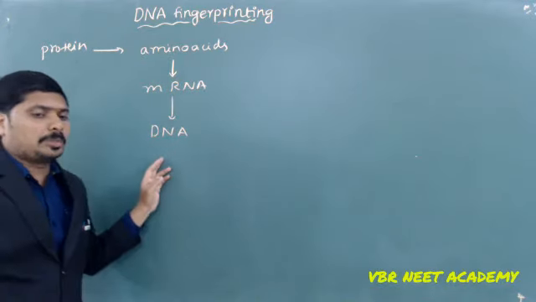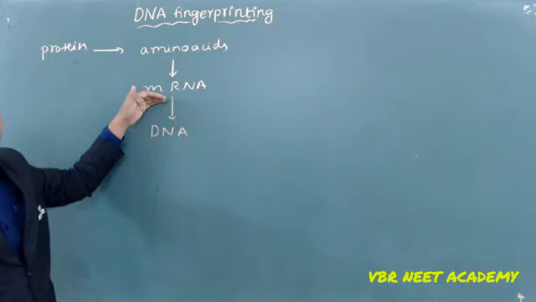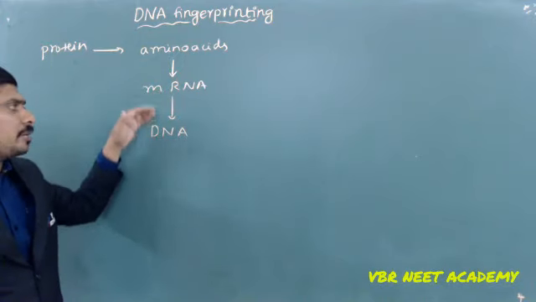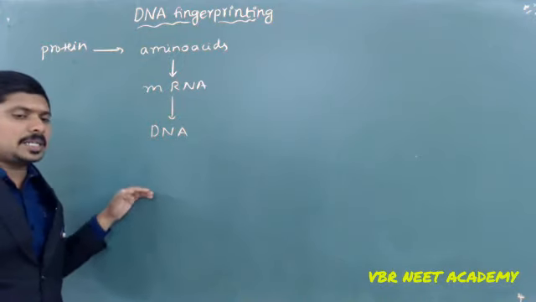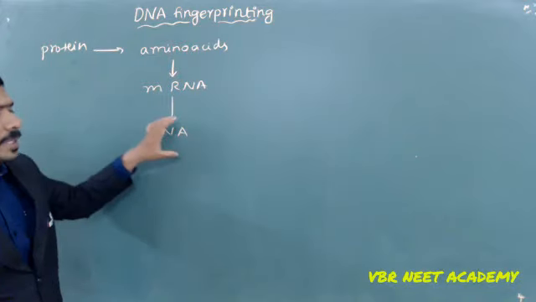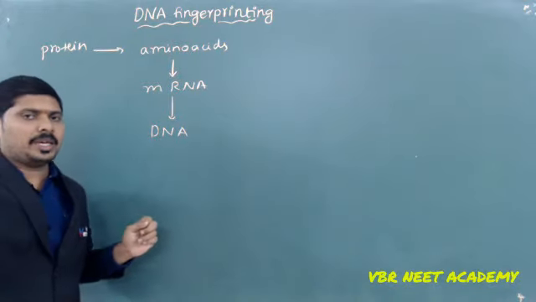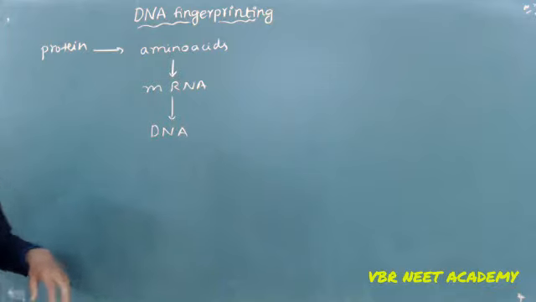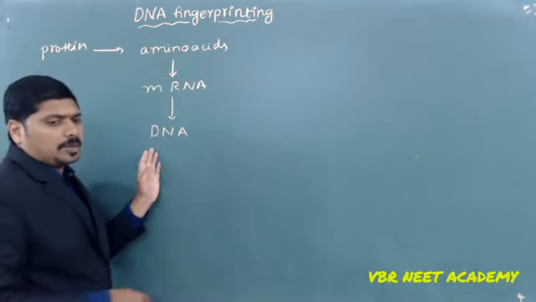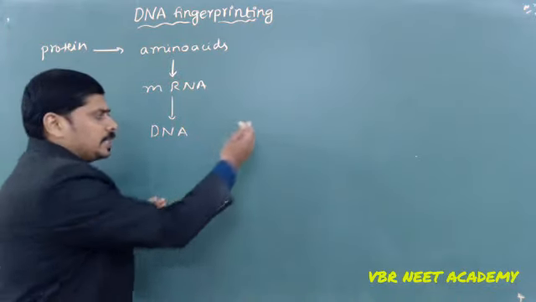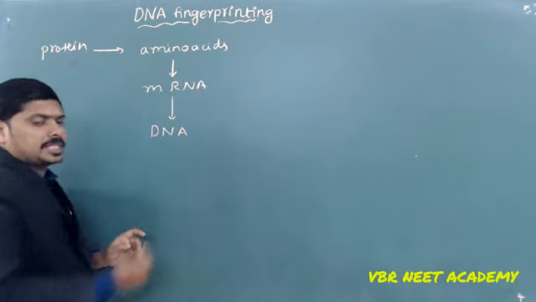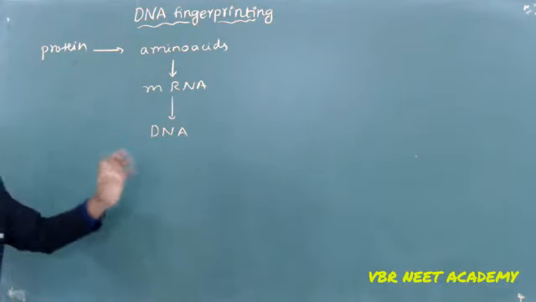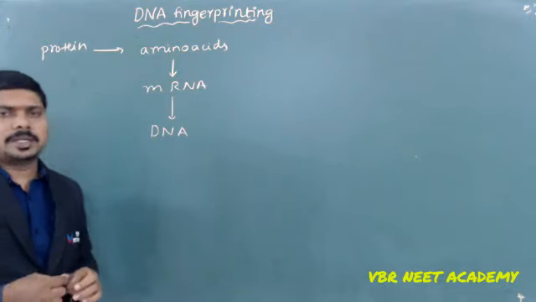Then the mRNA is the sense strand of the DNA, and we can construct the complementary strand. So we can get the DNA from this. In the same way, we collect the suspected people and compare the DNA of the incident place with the DNA of the suspects. When they match, we can say the person is the particular criminal.